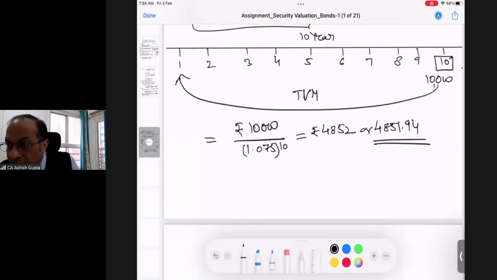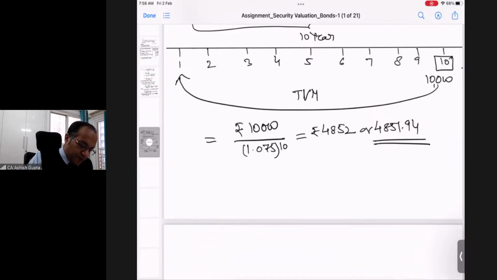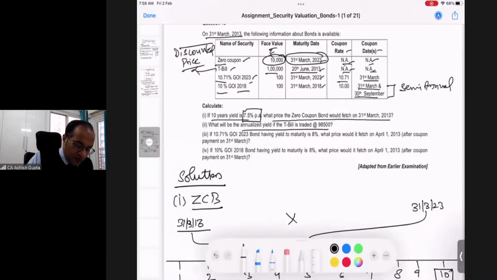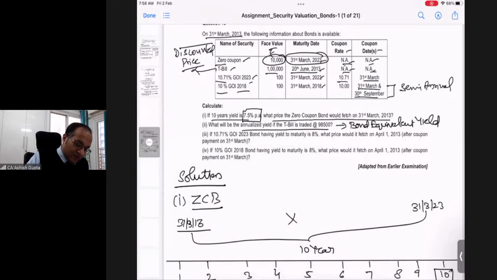Okay, student. So simply we use it. Now we are coming to the second instrument. It asks what will be the annualized yield that T will credit at this. It can be said that it is kind of a bond equivalent yield, something like the bond equivalent yield that we computed in the last question.